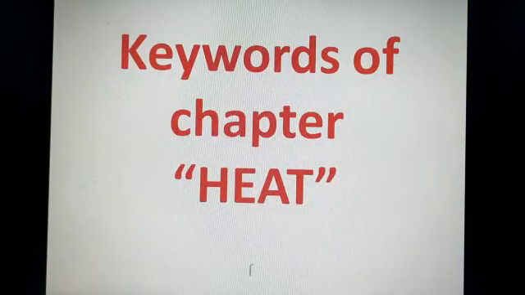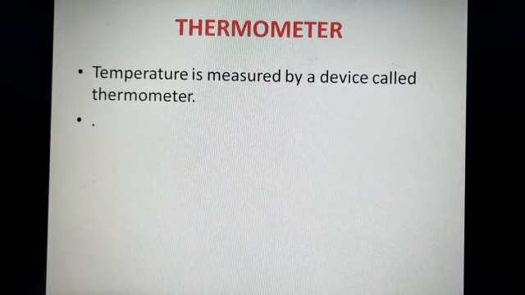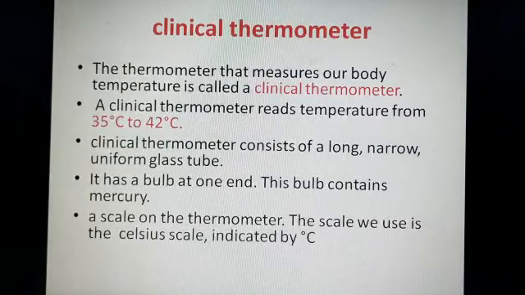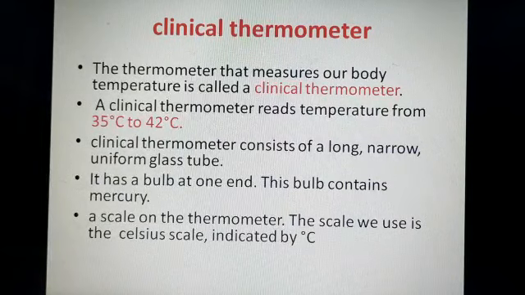Now we do the keywords of this chapter, heat. First, thermometer. Students, you write keywords in your notebook. Thermometer is what? Temperature is measured by a device which we call a thermometer. Next, clinical thermometer. The thermometer that measures our body temperature is called a clinical thermometer, and a clinical thermometer reads the temperature from 35 degrees Celsius to 42 degrees Celsius.